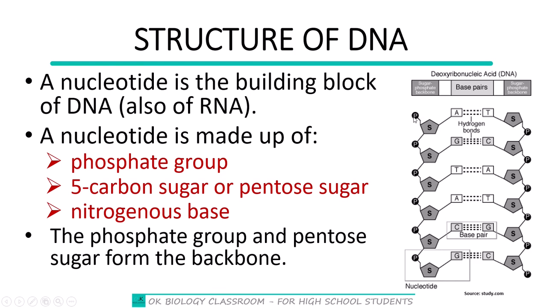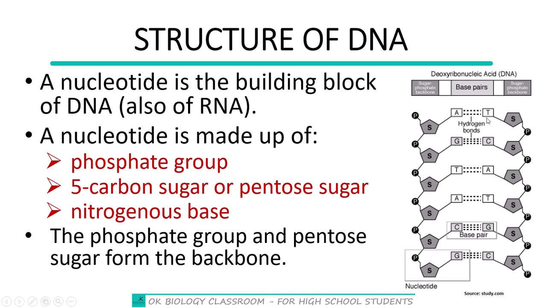You see that the phosphate group here has been connected to the sugar here, another phosphate group connected to the sugar here, another one connected to the sugar here. So at the back we only find phosphate group and sugar being connected one to the other. Phosphate group is always connected to a 5-carbon sugar, and you can see clearly from here that they form the backbone of that strand. So this strand has this as the backbone.